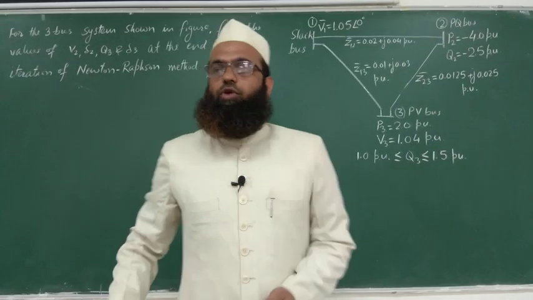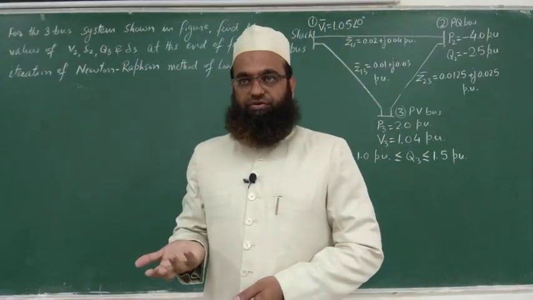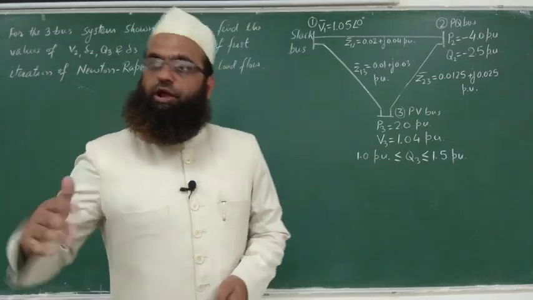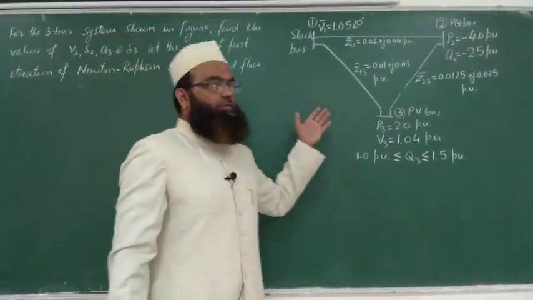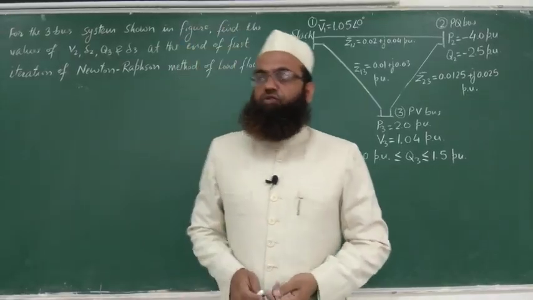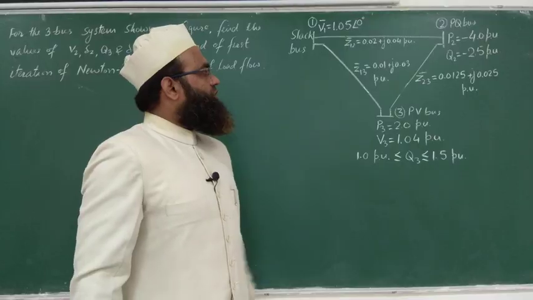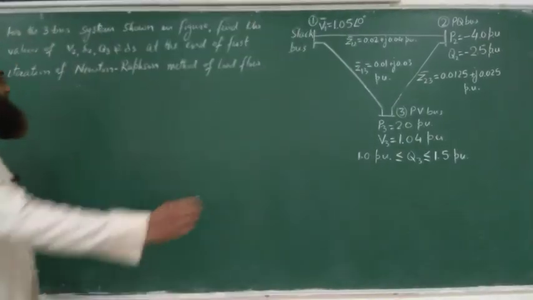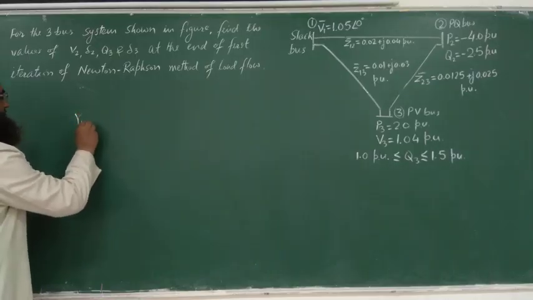So we have to evaluate the values of the variables at the end of first Newton-Raphson iteration. First we'll run the procedure and then we can evaluate for any number of iterations. This is the same problem which we have already solved using Gauss-Seidel method of load flow. So remember the steps of Newton-Raphson method of load flow. First step is to evaluate the values of bus admittance matrix.